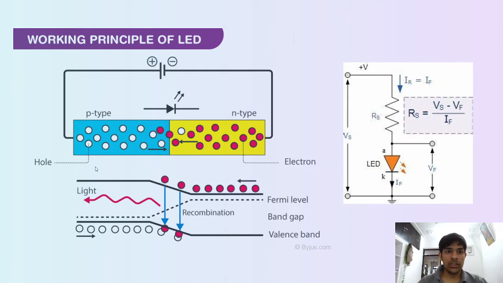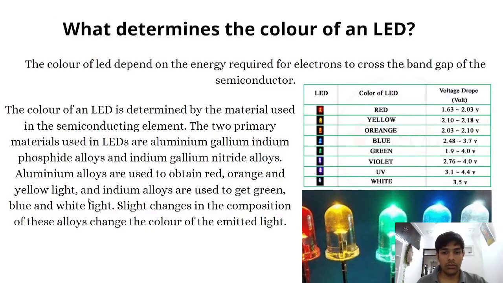This is the pictorial representation of the working principle of LED, and this is a typical circuit where RS is the external resistance, Vs is the source voltage, and this is a symbol of an LED with the voltage Vf across it, and this is the formula for RS, which can be easily found out using the KVL equation. And in this pictorial representation, we can see how the recombination of electrons produces a light photon in the LED.